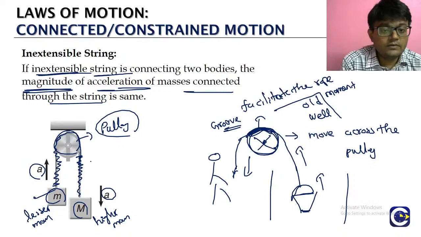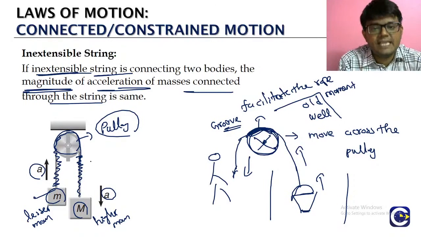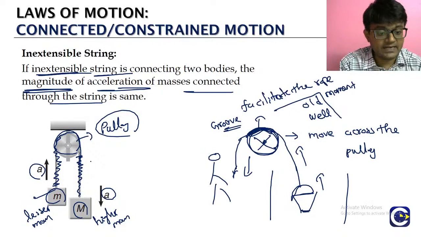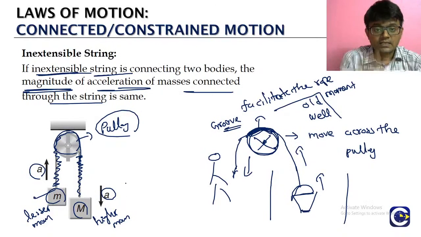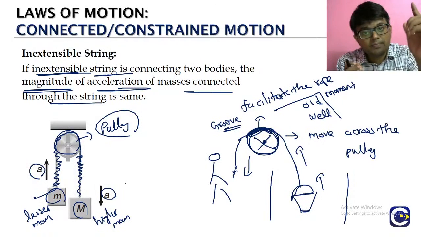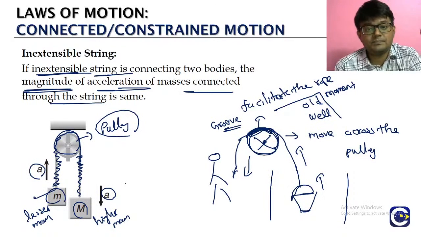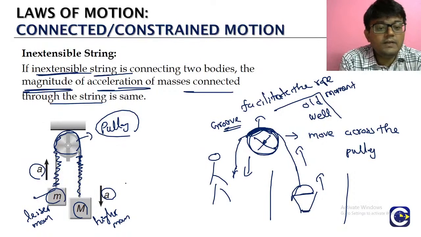Here, acceleration is a vector, it will have a direction. But what is the relation here? The acceleration magnitudes must be the same. Directions can be different. Like in this case, because of the way we connected, small m will be going up and capital M will be going down, because capital M is the heavy mass, it has to go down. And small m is the lighter mass, so it will be going up. So this is what will be the connected motion.